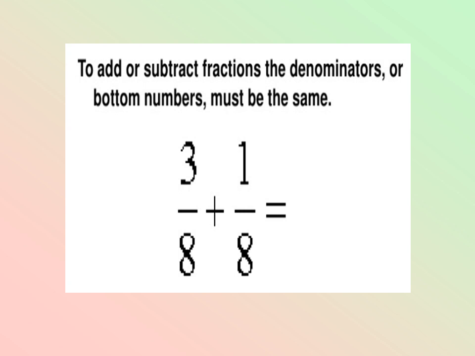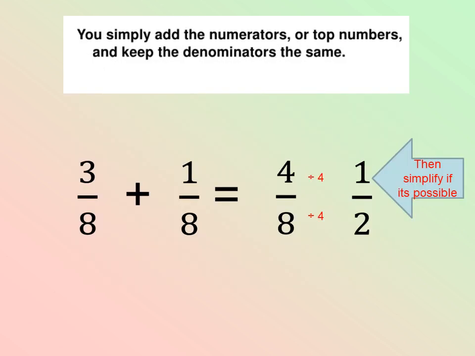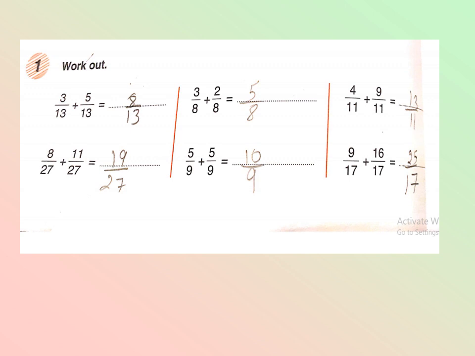So, for example, here we have 3 out of 8 plus 1 out of 8. Here we have the same denominator, so go and add. 3 plus 1 will get 4, 8 stays the same. So 4 out of 8 is not the simplest form, then simplify if it's possible. 4 divided by 4, 8 divided by 4 will get 1 out of 2. So 1 out of 2 is the simplest fraction.